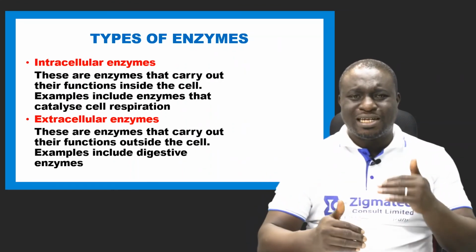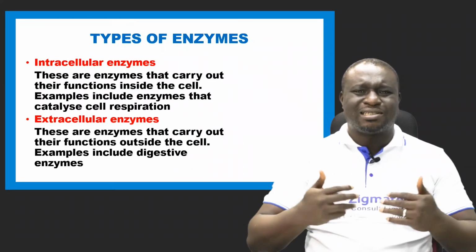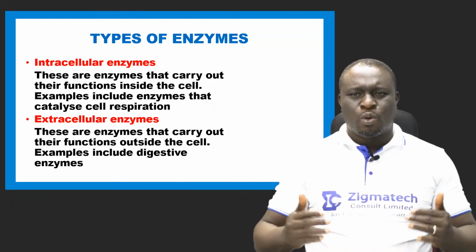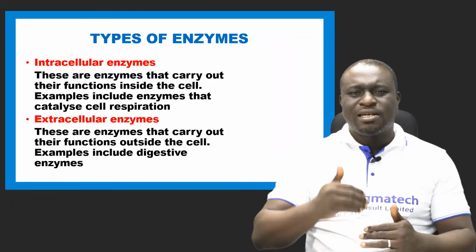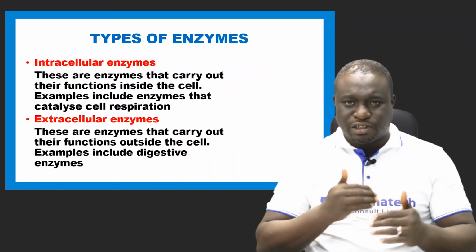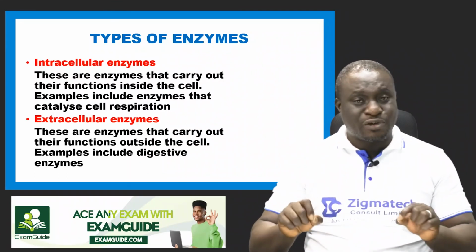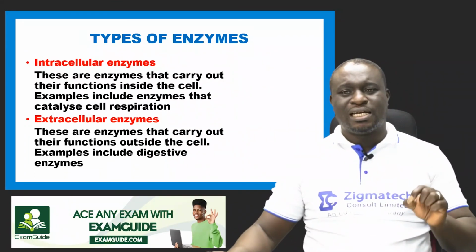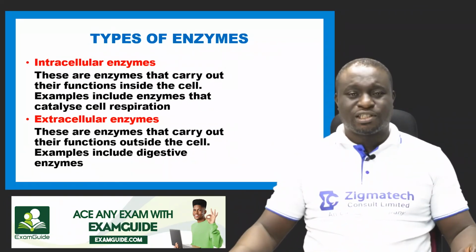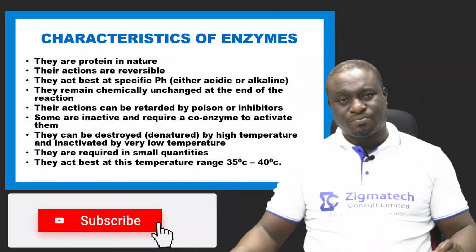When we start discussing the digestive system, we're going to be looking at some of the digestive enzymes like the ptyalin, the sucrase, the trypsin, the amylase, and so on. We're going to see what they do in digestion, or how they play the role of digestion. But for now, understand that an example of an extracellular enzyme is the digestive enzyme.